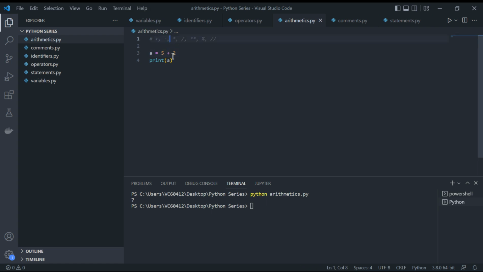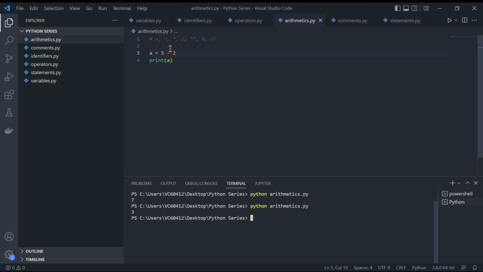Now let's go to the second one, minus. If you are doing this on your own computer, you can just create a new variable like b is equal to 5 minus 2 and print the value of b. You don't have to edit this value. But just for screen purposes, I just want to keep this to one variable. If I run this, it gives me 3, right?